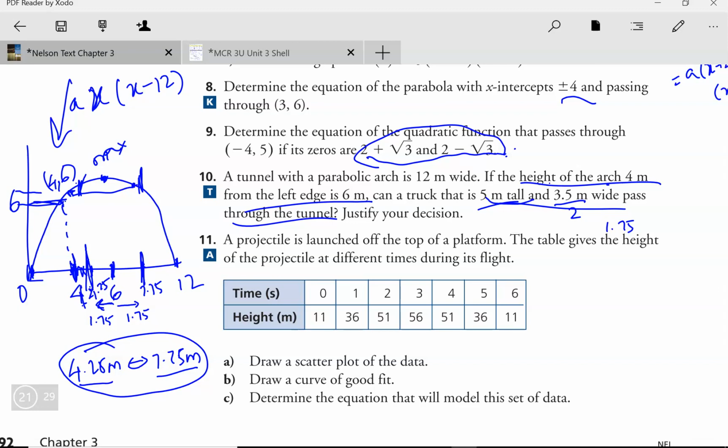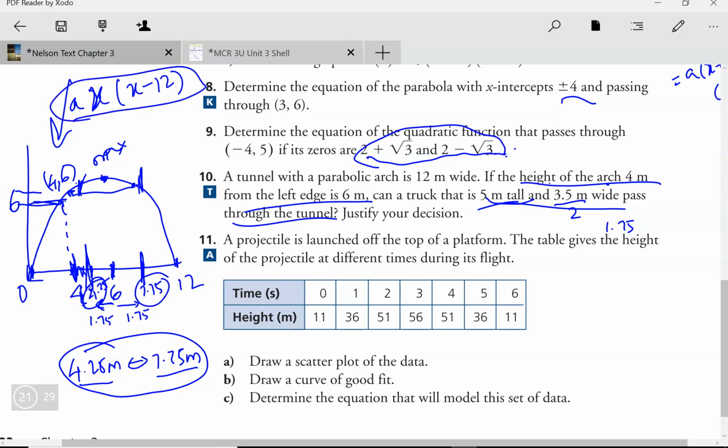So you don't actually have to solve this question. Instead, you could just do this kind of thinking. The way you would do it without all this thinking is you would find the equation, right? You would plug in some points. So you would say 6 equals a times 4 times negative 8, whatever.